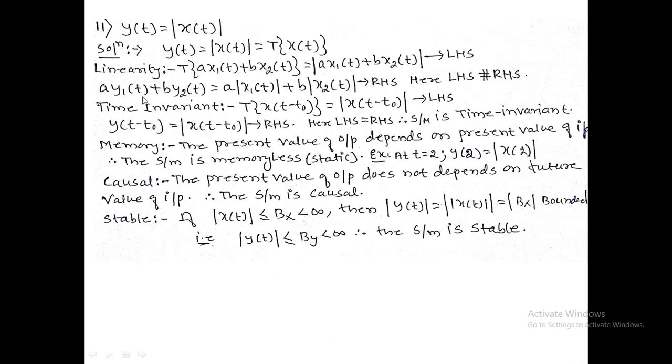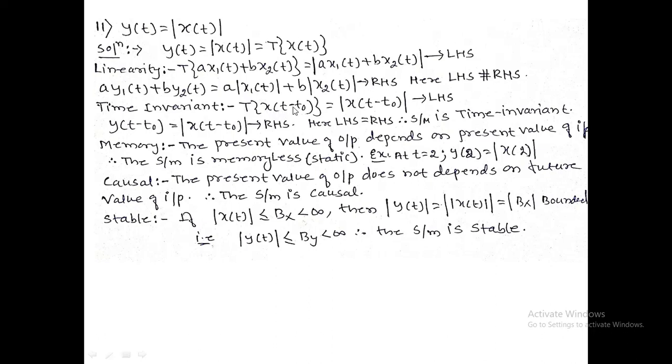RHS: a into y1 of t plus b into y2 of t is equal to a as it is. What is y1 of t? Modulus of x1 of t, plus b as it is. What is y2 of t? y2 of t is equal to modulus of x2 of t. Comparing LHS and RHS, both are not equal. The system is non-linear.